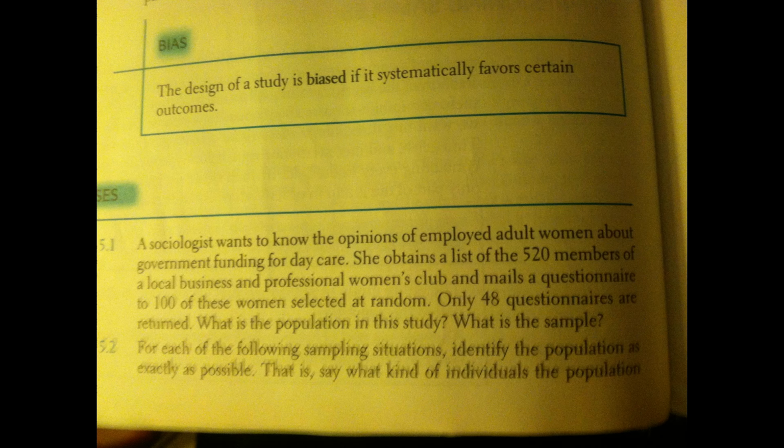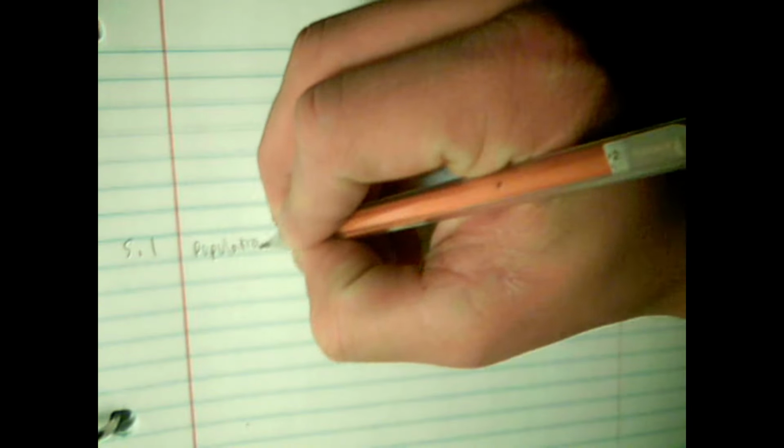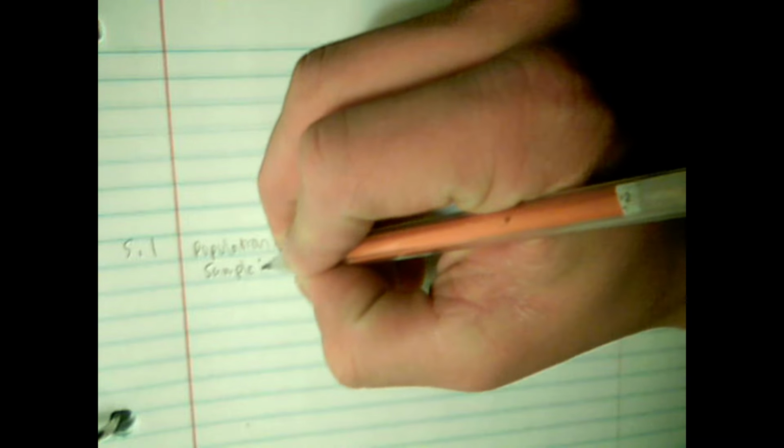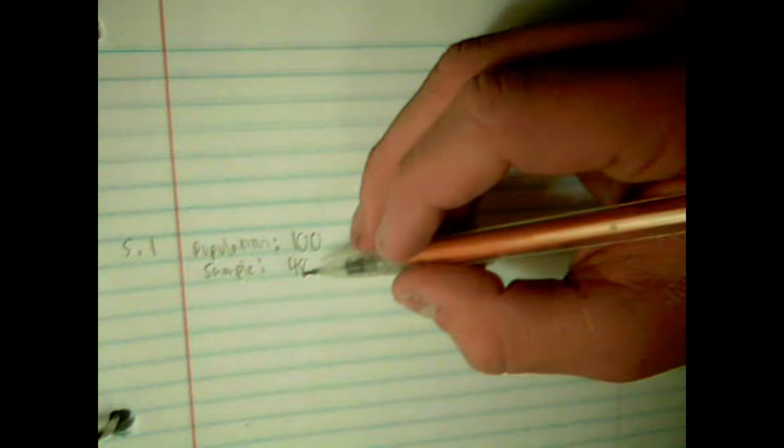So let's write in. Let's start the problem, 5.1. To start this, it's asking, what is the population? And what is the sample? Now the population is everyone who was involved. That would be 100 women. And then the sample is the 48 that returned the questionnaire. Does that make sense? I think I did that right. So now we can move on to 5.2.